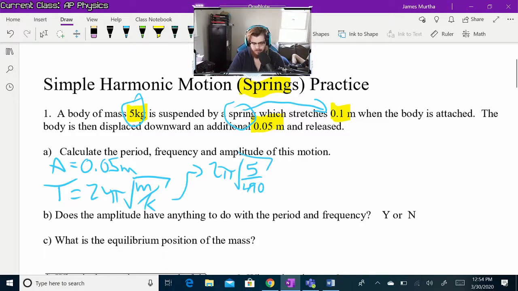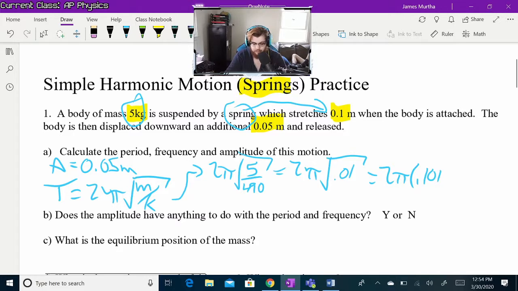So we do 5 divided by 490, which gives us 2 pi times the square root of 0.01. Awesome possum. Now I have to turn my calculator sideways. I take the square root of that, and that gives me 2 pi times 0.101.